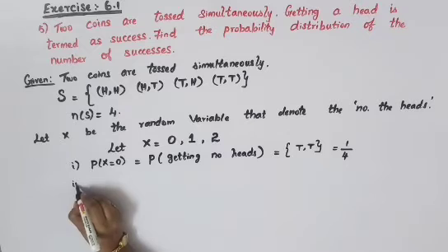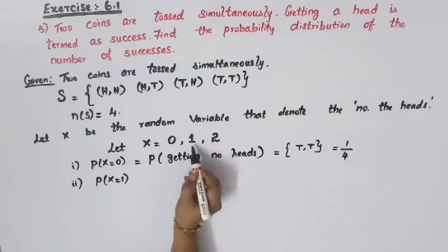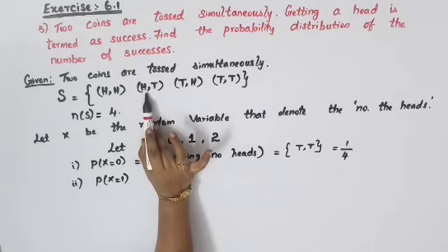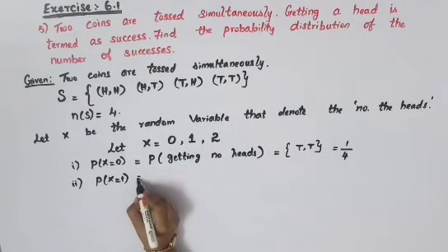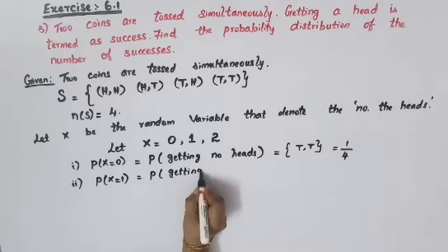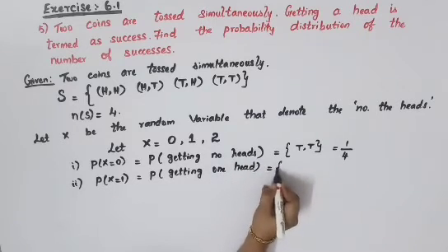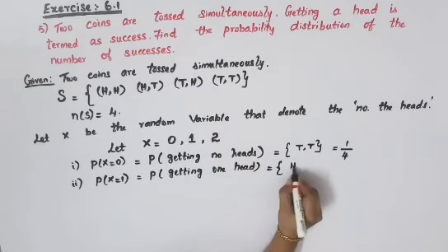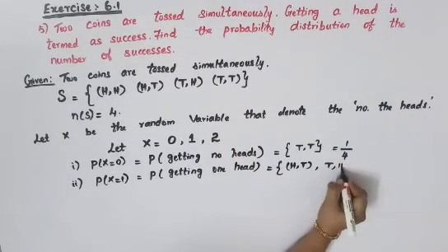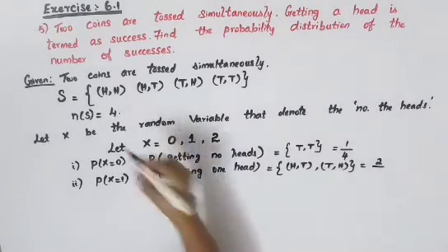The next condition is P(X = 1). That is you are getting only one head. So you have to go here and see where you will get your one head. Here you will get one option and here you will get one option. That is the probability of getting one head, which is equal to H comma T, and next is T comma H. So 2 by total n(S), 4.